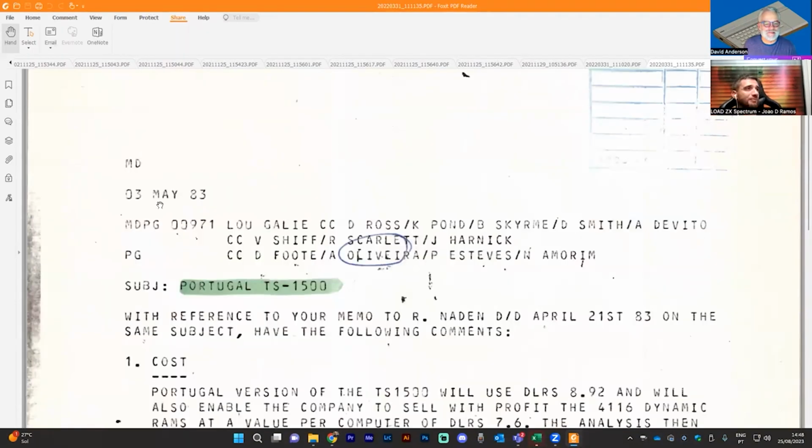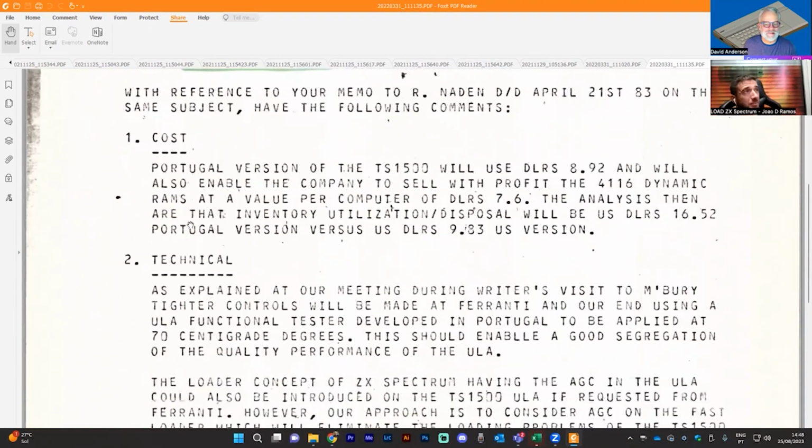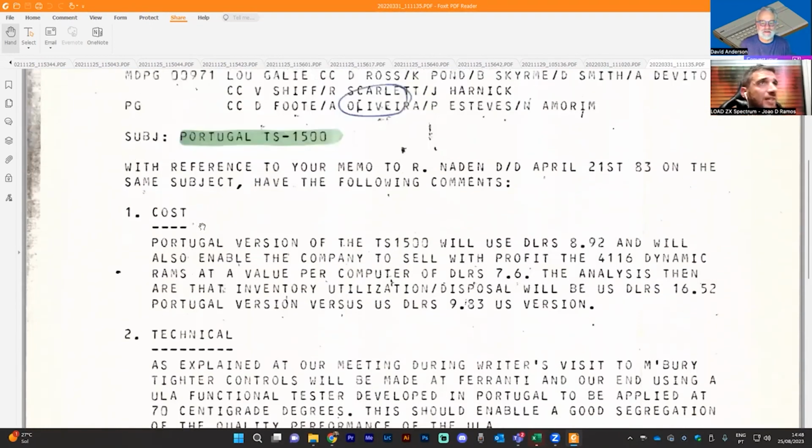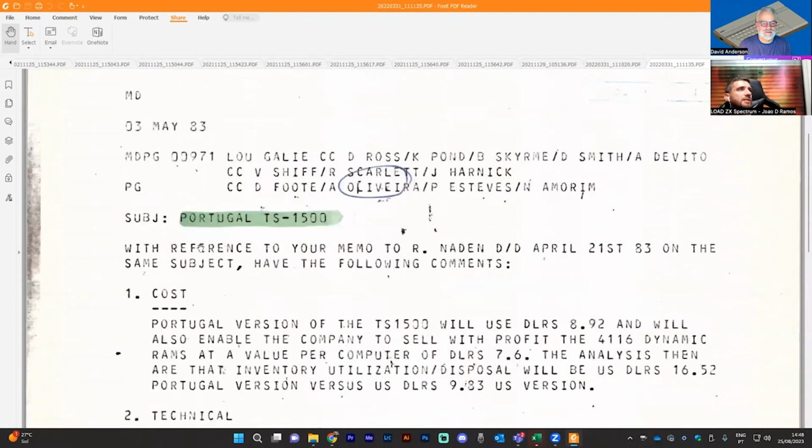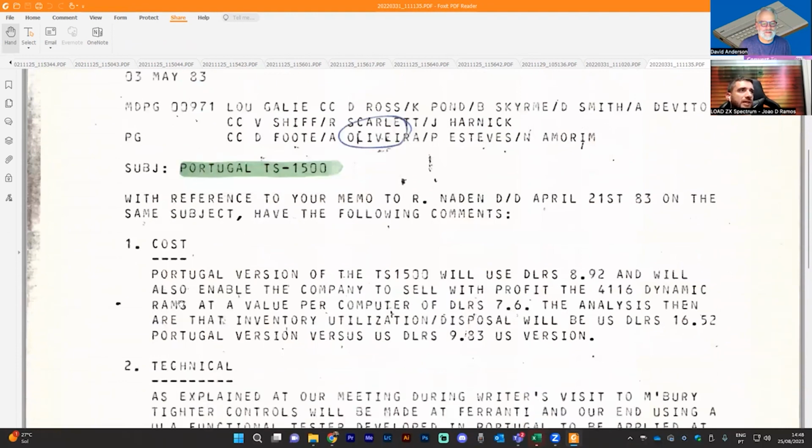Then, beginning of May. Okay, it's another comparison of the systems. Oh, okay. The difference in RAM. Okay, and they have the following comments. So this is signed by Tony Gomes, okay? And it's being sent to the US. Okay, the Portugal version will use cost, I think, and will enable the company to sell with profit. So they are complaining about the analysis, the previous one we saw. So they are claiming they have other advantages.